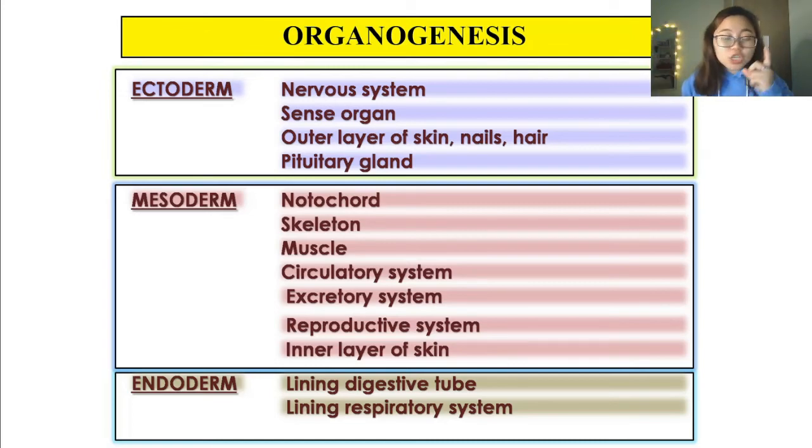Your skeleton, your tulang-tulang, your muscle, your circulatory system, your excretory system, your reproductive system, and your inner layer of skin. Basically, everything isi-isi inside of you comes from mesoderm. And lastly, endoderm will eventually form the lining of your digestive tube and the lining of your respiratory system. So, lapisan yang di dalam, from your mouth all the way to your butthole, that comes from your endoderm. What is the layer of tissue inside your lungs, inside your nose? Those came from endoderm.